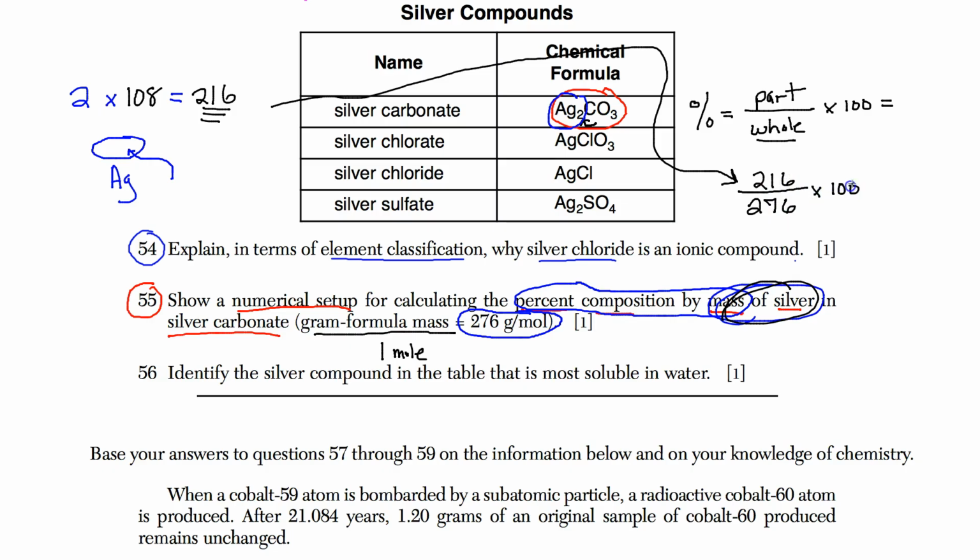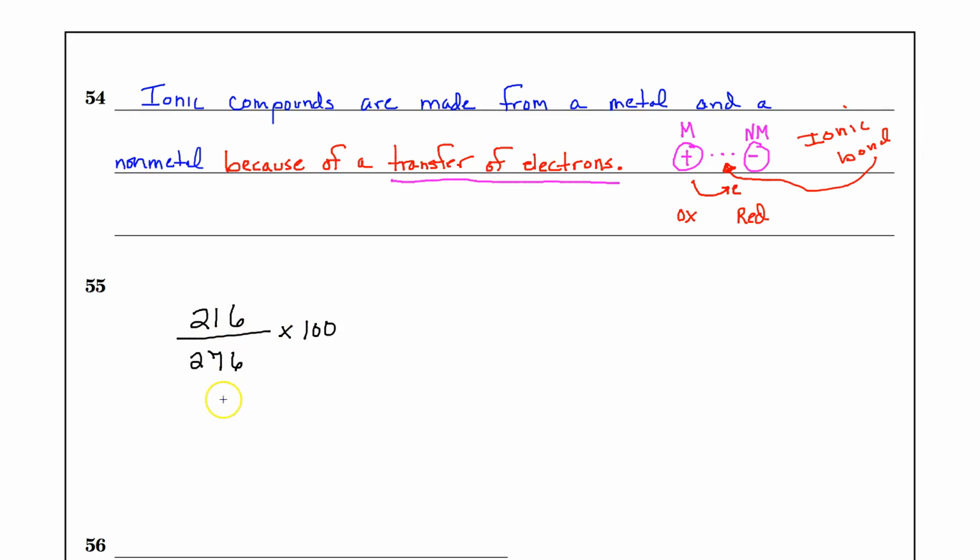And again, remember the question. Show a numerical setup. They didn't even want the answer. So 216 over 276, the total, times 100, and that's all you need. Let's put that down in our answer booklet. And there we go. 216 over 276 times 100. Certainly, you could write it a couple of different ways. It's the same thing. You could put 2 times 108, times 100, all over 276. Numerically, it's the same thing. You didn't have to solve for it, just the setup.